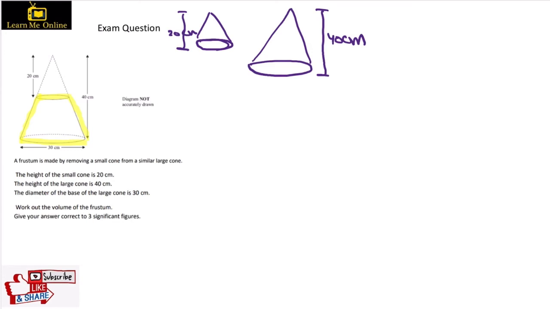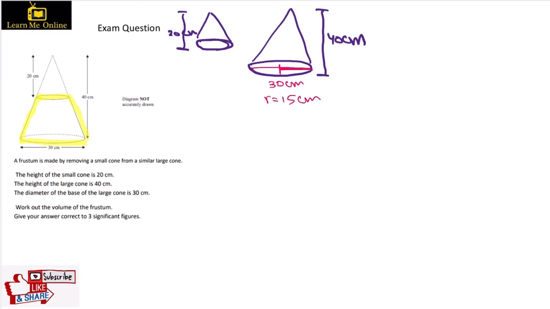So now the diameter of the base of the larger cone is 30. So this is a diameter which is 30, so this whole thing is 30 centimeter. Now we're going to see how much the radius would be, which is half of it, which would be 15. So I can say that the radius of this one would be 15 centimeter.